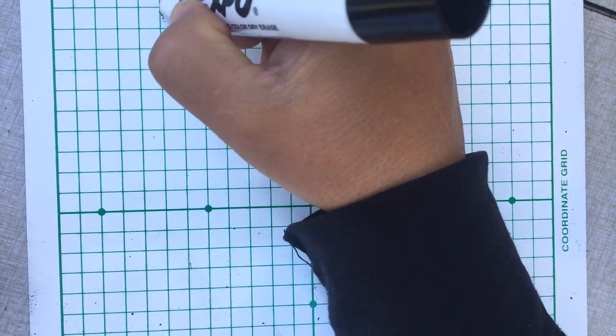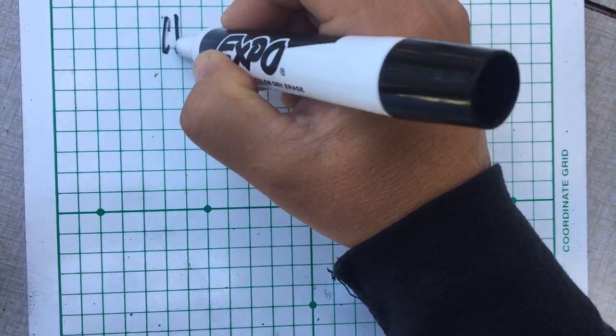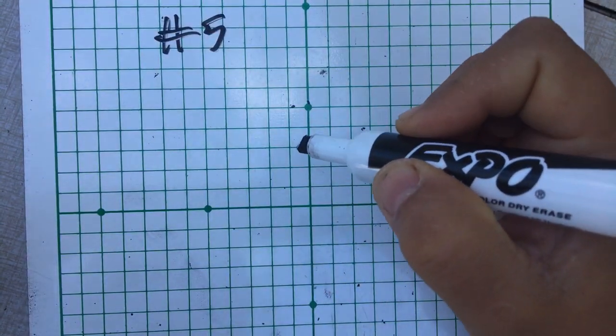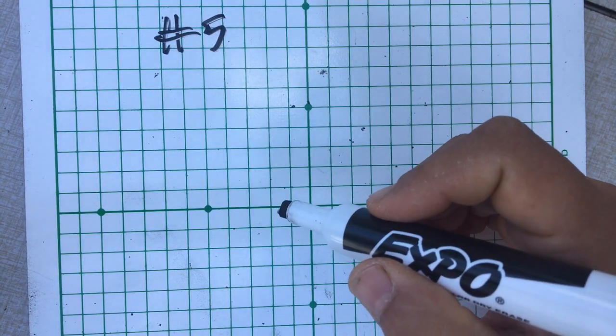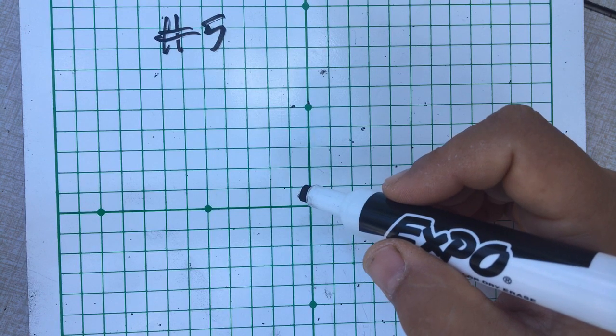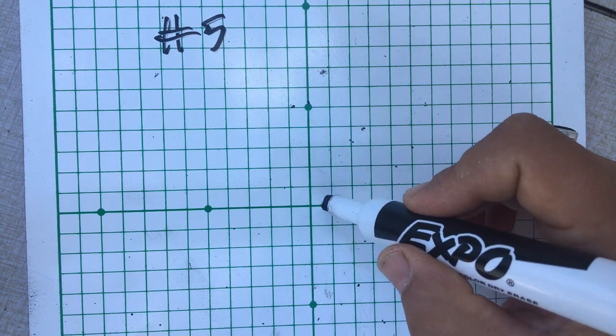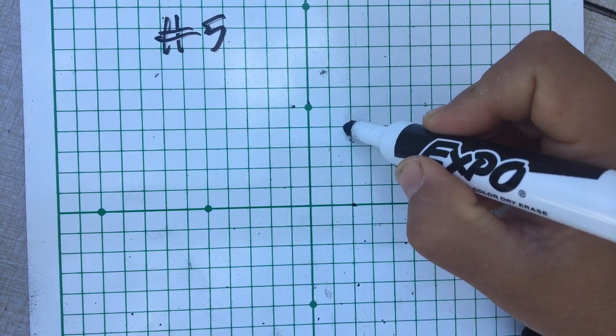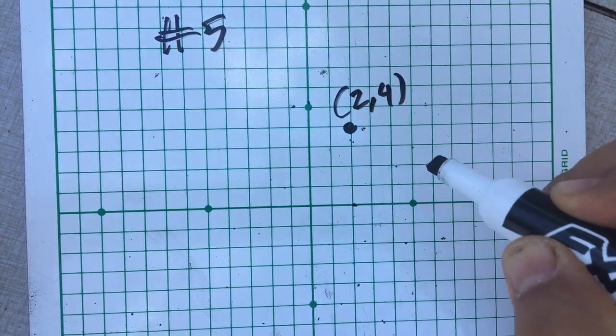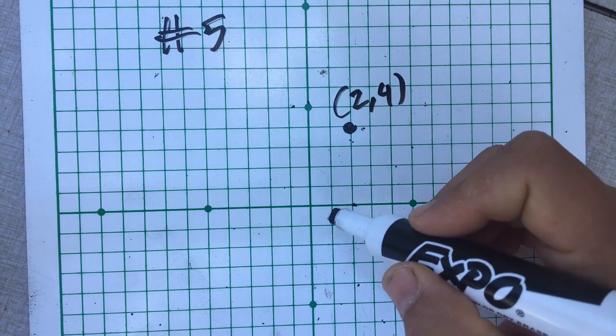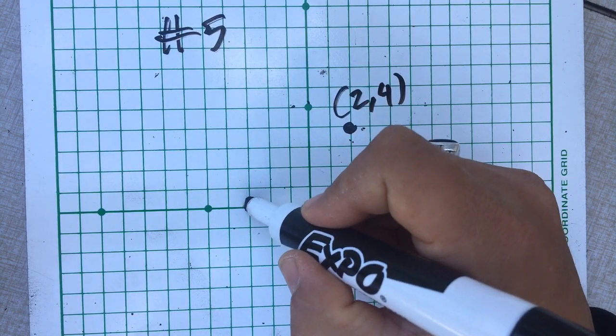Alright, we're going to jump down and do number 5. We'll talk with number 5. So again, for those of you who need to see this, we're doing number 5. Number 5 says there is a coordinate location at +2, +4. And there's a coordinate location at -3, 0.